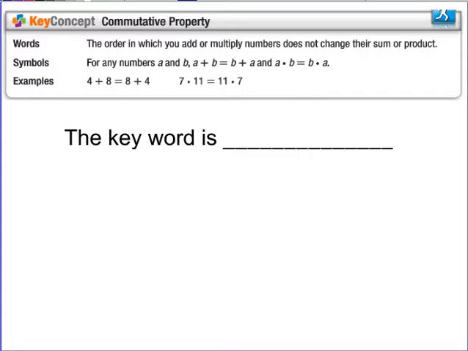So the key word for commutative property is order. Look to see if the order is changed in the problem or can be changed, and that is the commutative property. This was the guy pulling his trailers, and no matter what order he hooked up the trailers, he had the same number of trailers. So commutative property is all about order.